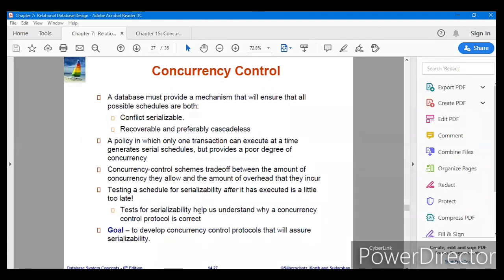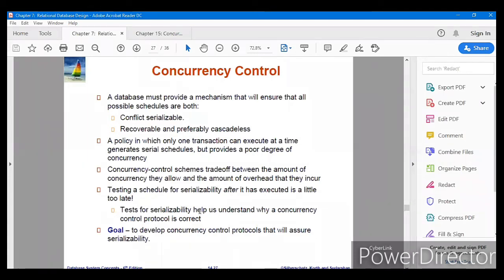We are trying to get the maximum throughput of our CPU and all the resources that we have. So we should be able to justify the concurrency. A serial schedule is just the most simple type of concurrency. But if you want higher usage of concurrency, then you should be able to solve it through conflict serializable, recoverable, and cascadeless issues. Concurrency control schemes trade off between the amount of concurrency they allow and the amount of overhead that they incur.